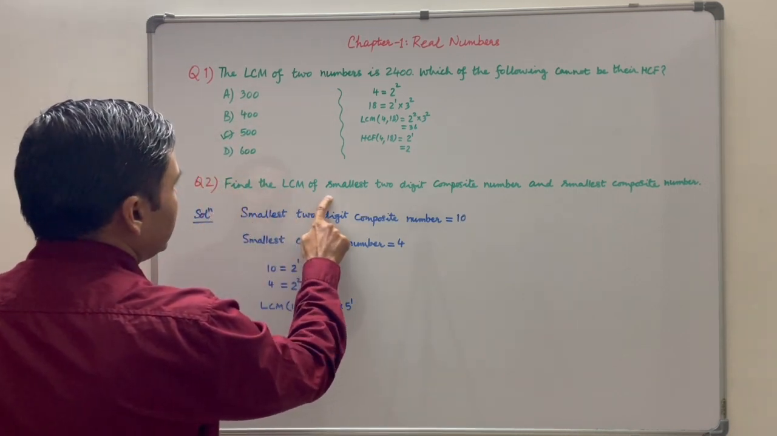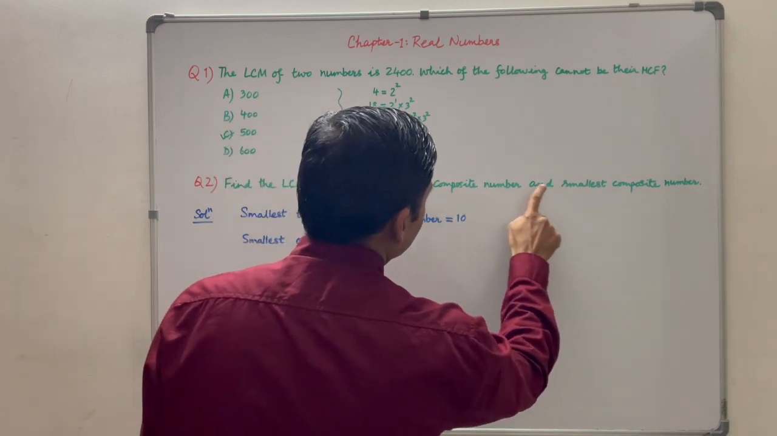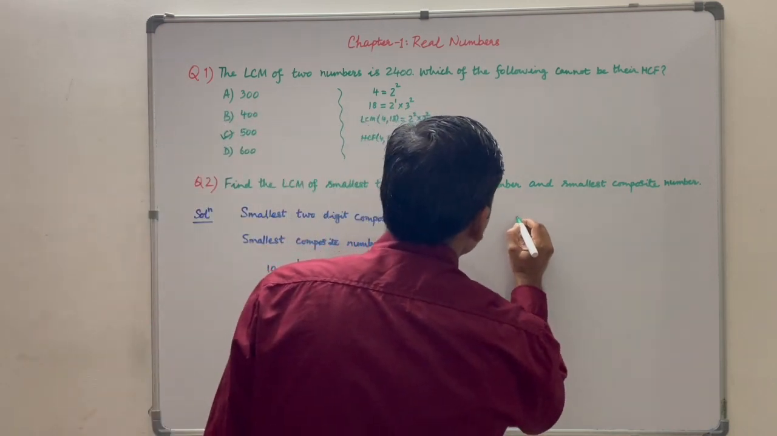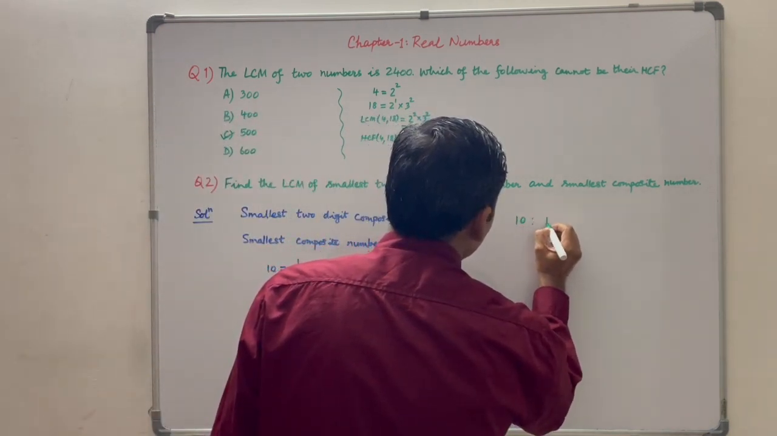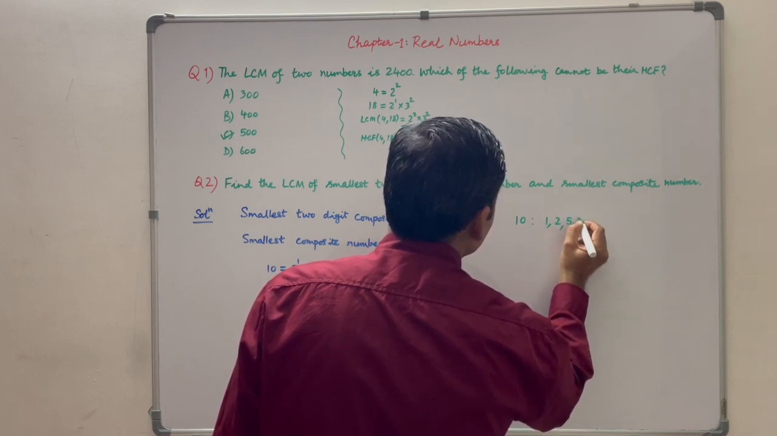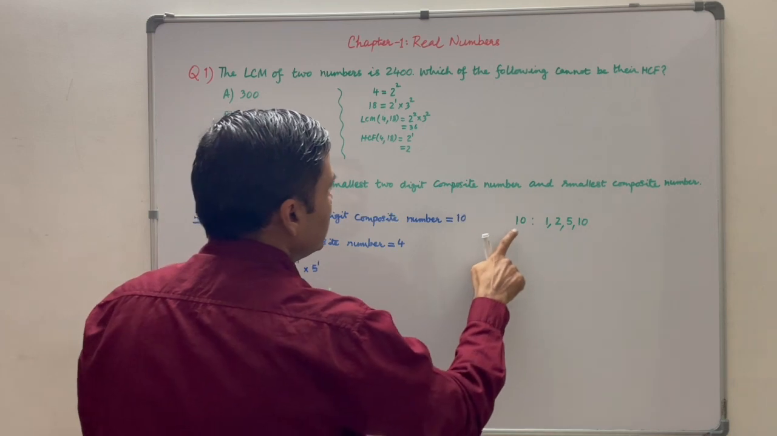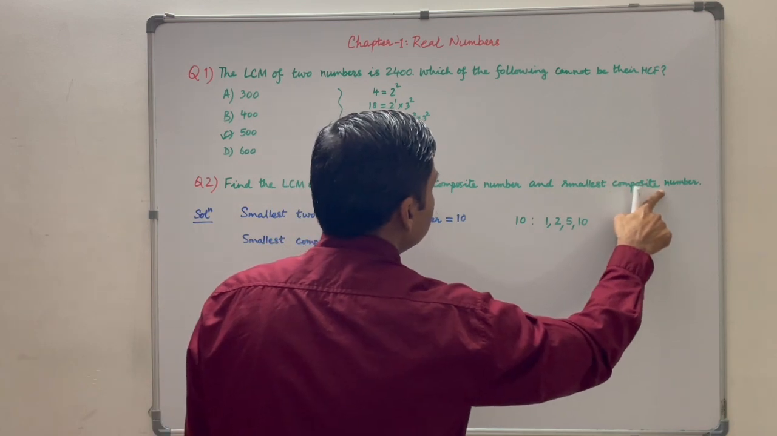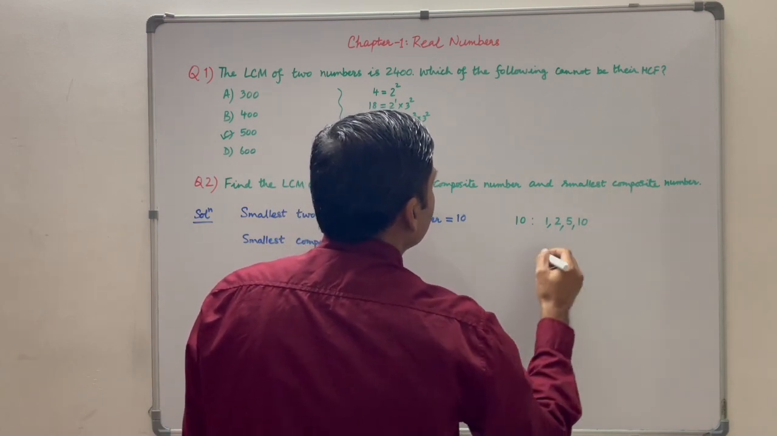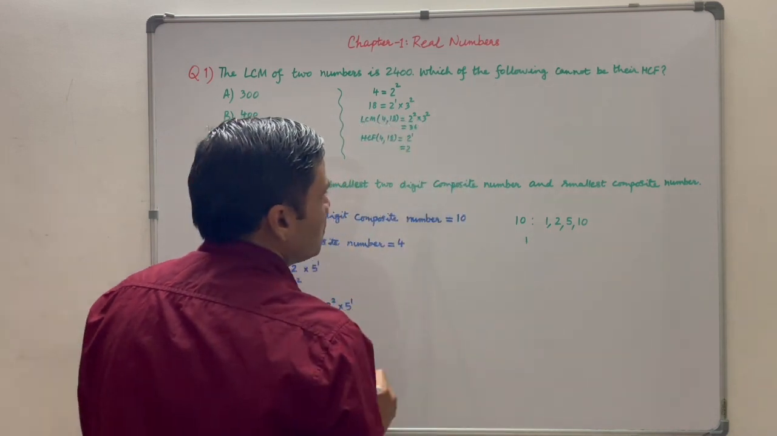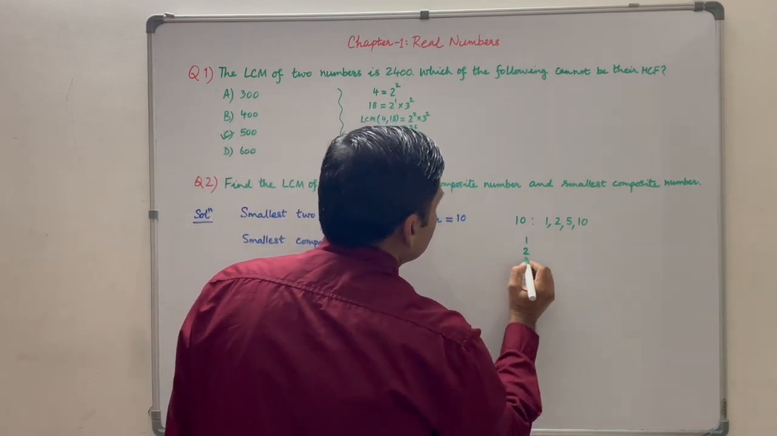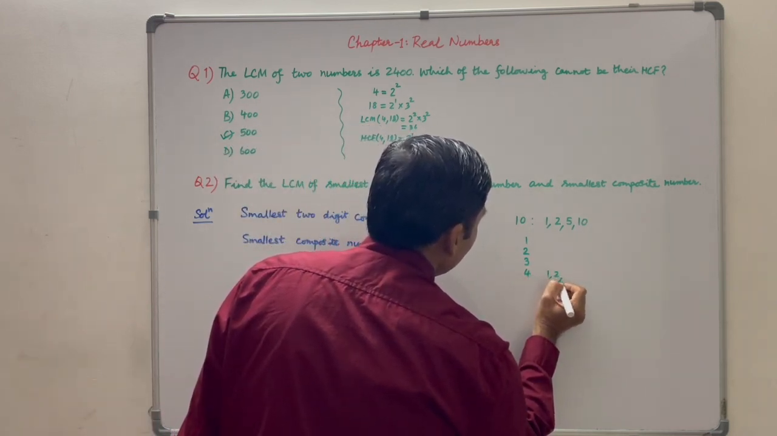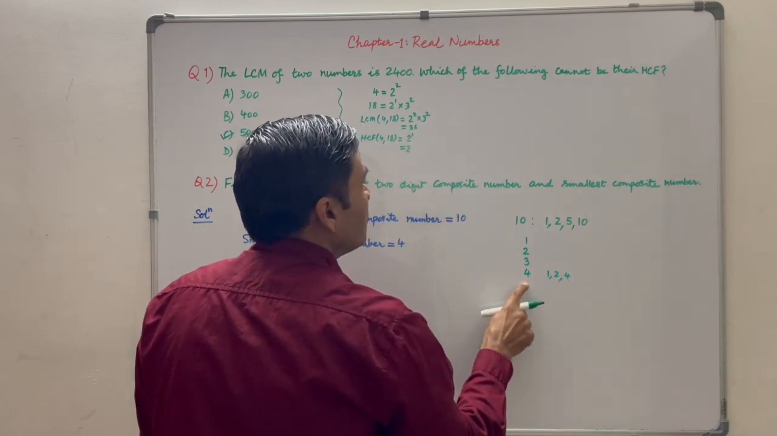Second question: find the LCM of the smallest two-digit composite number and the smallest composite number. We know that the smallest two-digit number is 10, and it has factors 1, 2, 5 and 10, means more than 2 factors. So it is the smallest two-digit composite number. Let us find the smallest composite number, means the smallest one-digit composite number. We know that 1 is neither prime nor composite, 2 is the smallest prime number, 3 is also a prime number, and 4 has 3 factors: 1, 2 and 4. So it is the smallest composite number.